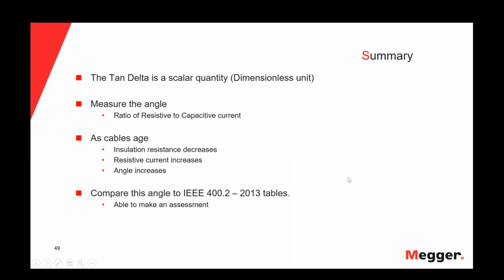So doing a brief summary of the Tan Delta test, the Tan Delta test is a scalar quantity. It's a dimensionless unit. We measure the angle and the ratio of the resistive versus the capacitive current. As cables age, the insulation resistance decreases, the resistive current increases, and the angle increases. And we will compare the angle of the Tan Delta with the IEEE 400.2 2013, in order to be able to make an assessment.